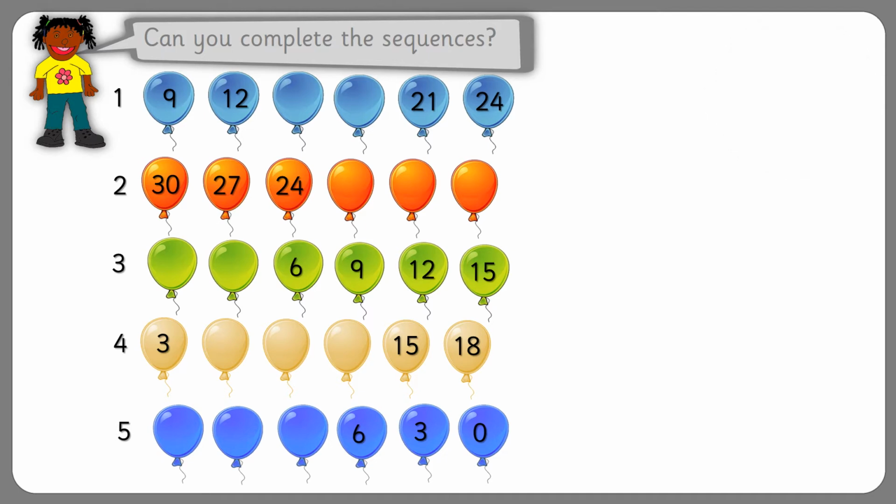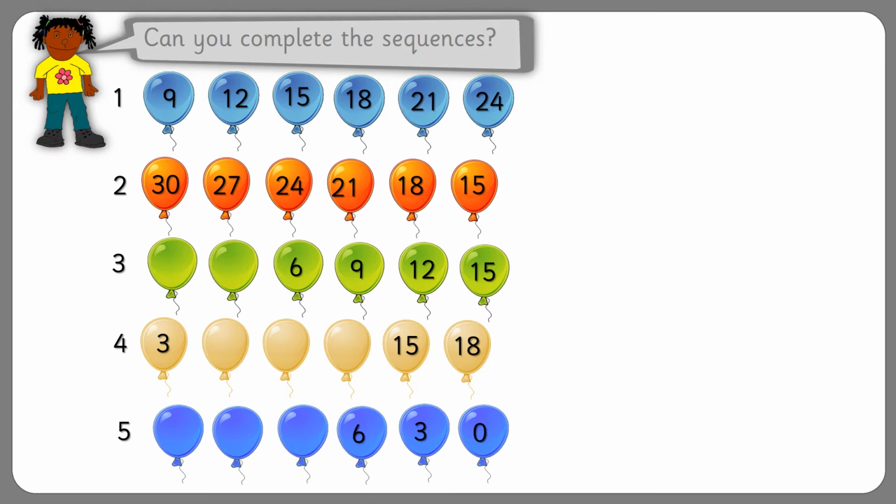Okay, how did you get on? Well, let's go through the answers together. So number 1 on the blue balloons. We've got 9, 12, 15, 18, 21, 24. Number 2, we start at 30 and we are counting backwards in threes. So it goes 30, 27, 24, 21, 18, 15.